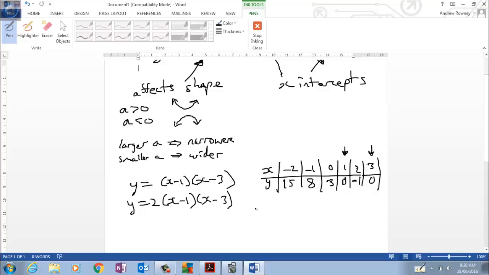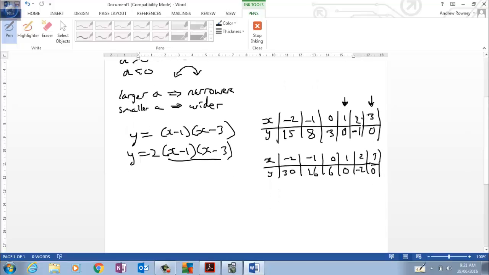Now, doing it for the other one, where we use the same x values, if you put in minus 2, we've already done it up there, we'll get 15, but then you've got to times by 2, so you've got to double it. Same here, you put minus 1 in, you'll get 8, but you've got to double it. So basically everything is doubled, except the zeros, because doubling 0 is still 0, that's why you still get the same x-intercepts. If you double that one, you get minus 2.